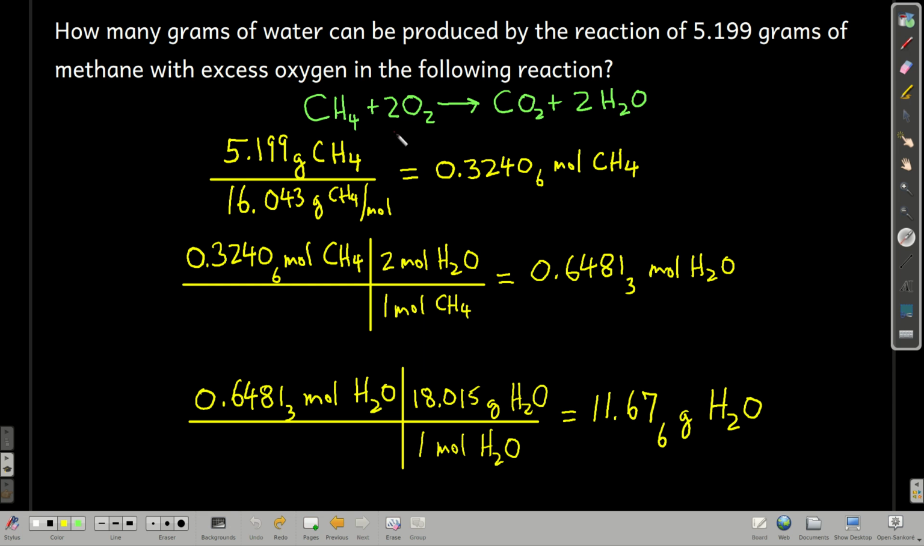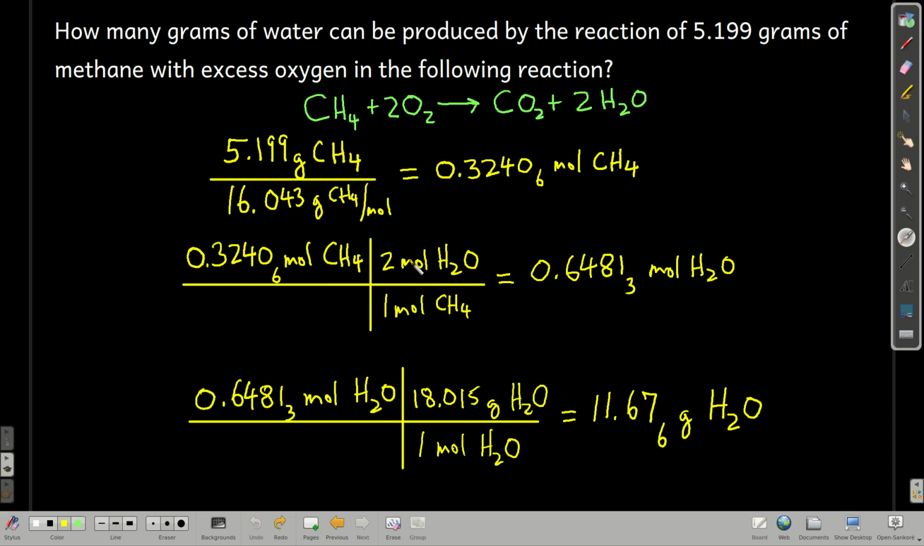Again, the excess just means we don't have to worry about how much oxygen there is. There's more than enough. Methane will run out first, and that will determine how much of this stuff we make. So what we do is to use our mole to mole ratio, we need to know how many moles of whatever we're talking about we have. So the first step is, if you don't already have moles, which most of the time you won't, you just convert grams to moles, or whatever you have to moles, in this case grams. And so we're going to divide by the molar mass. This is the molar mass of methane, CH4, and we get the moles, in this case of methane.